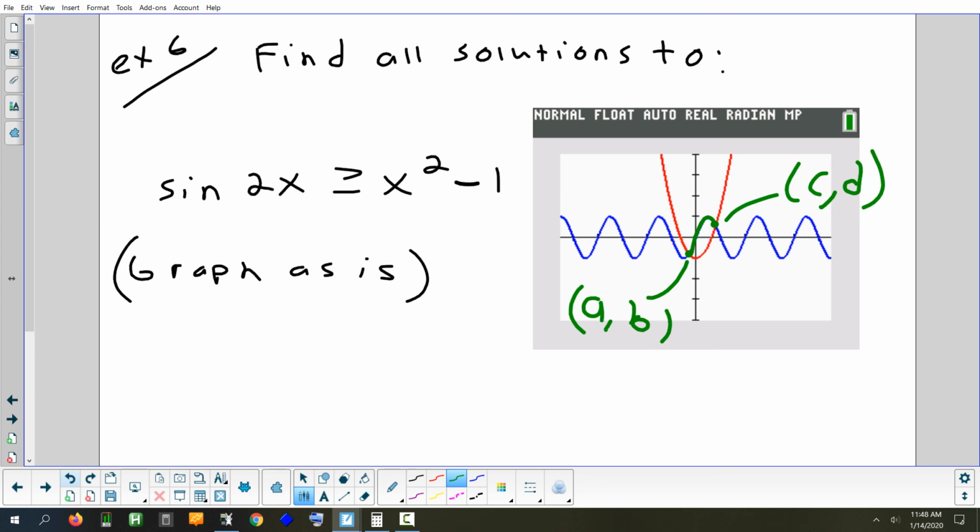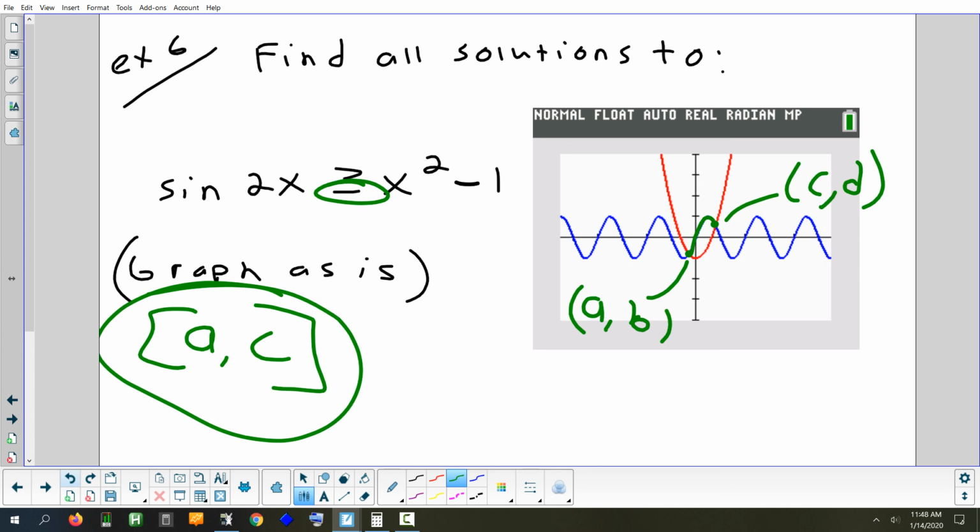The answer here is between what and what? A and C. Including or not including? Including. That's your answer. So find A, find C. And there you go. Okay. Any question on that?